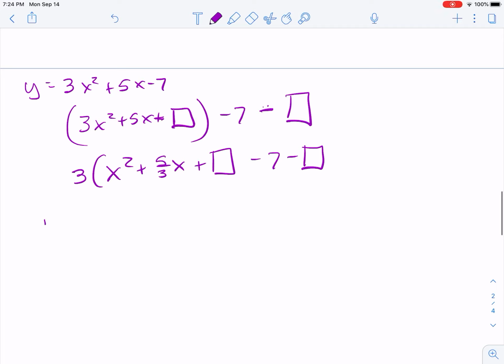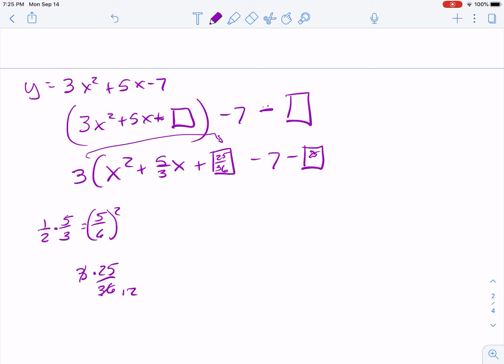Now half of 5/3 equals 5/6, and then I square it. So you get 25 over 36. And then I have to multiply that by 3 for here. So 3 times 25 over 36. This goes in, 12 times? So this is 25 over 12.